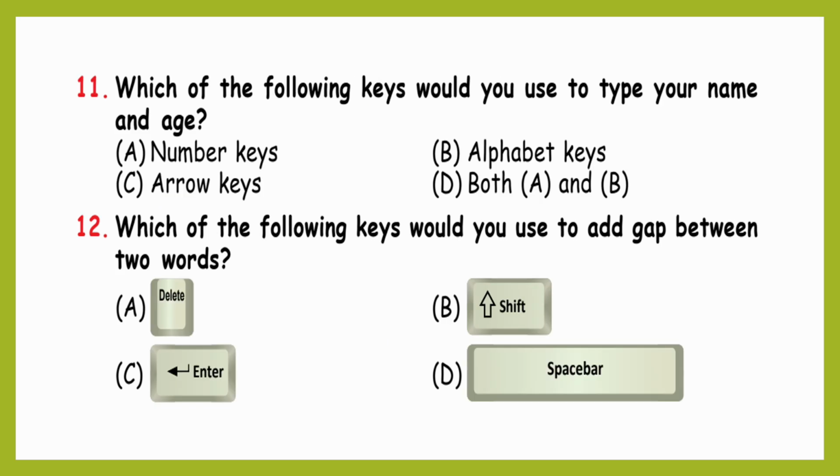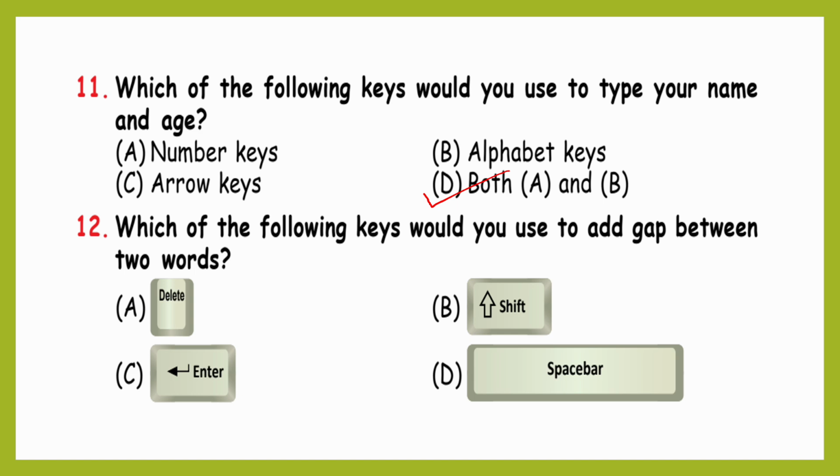Which of the following keys would you use to type your name and age? Option A, number keys. Option B, alphabet keys. Option C, arrow keys. Option D, both A and B. So, answer is option D, both A and B. Both number keys and alphabet keys.